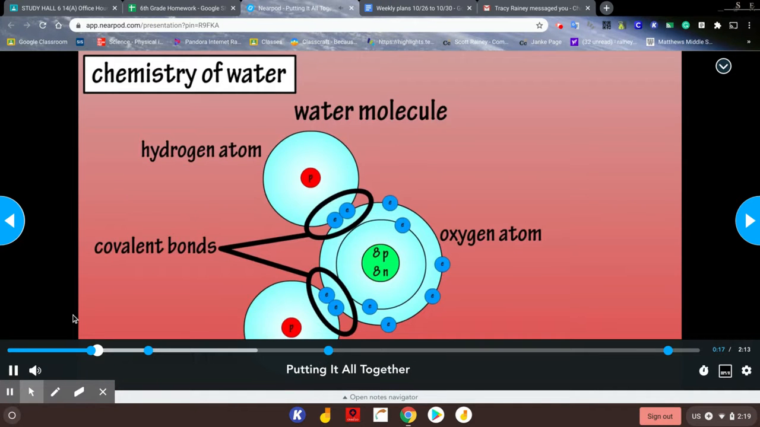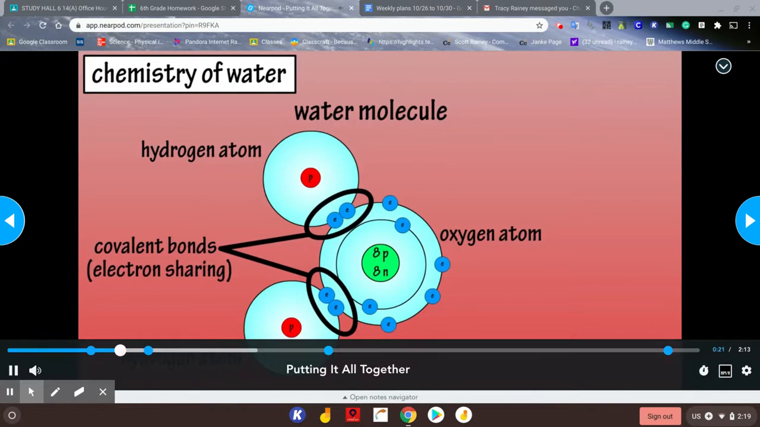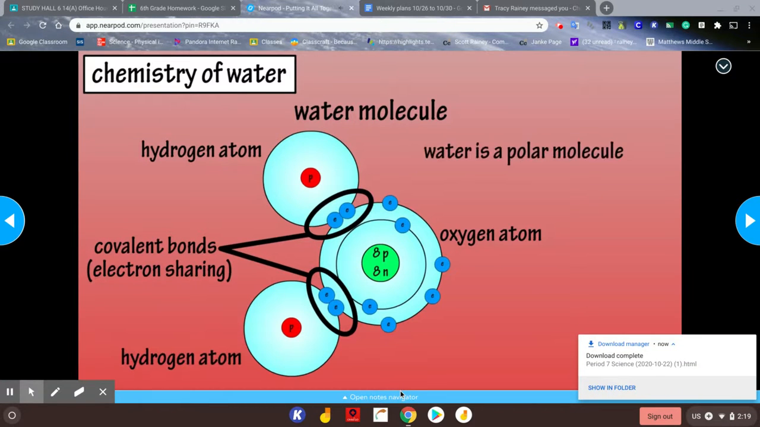Covalent bonds being the chemical bonds that are formed by the sharing of one or more pairs of electrons by the outer energy levels or shells of two atoms. Water molecules are also polar molecules.